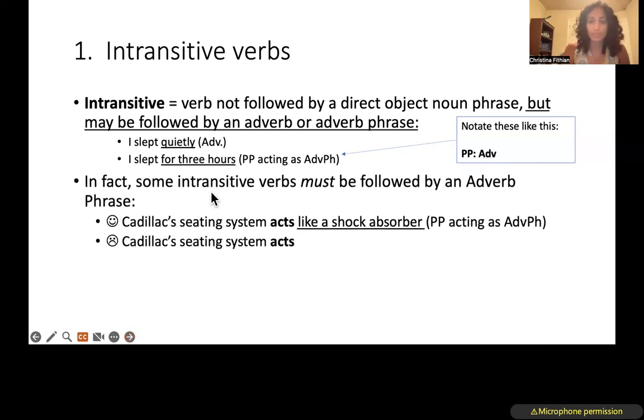In fact, some intransitive verbs have to be followed by an adverb in order to make sense. So for example, I can't just say Cadillac's seating system acts. We can't just end a sentence with acts. Nevertheless, the thing that comes after it is not a direct object, but rather an adverb of some sort, or a prepositional phrase functioning as an adverb. We have to say Cadillac's seating system acts like a shock absorber. Still, again, this is not a direct object.